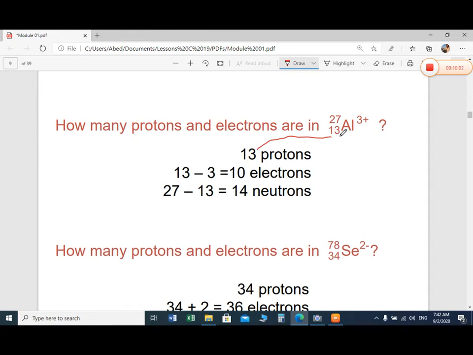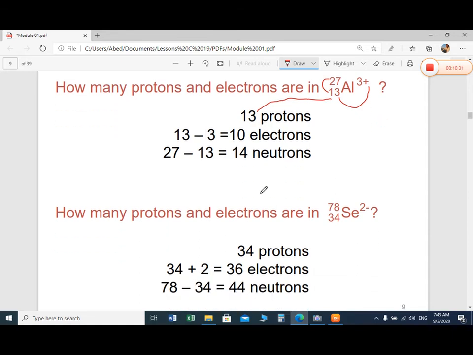So we have said to subtract: this is the total number of protons, which in the neutral atom will be equal. But because here it is a 3 positive charge, you have to say 13 minus 3 is equal to 10 electrons. To calculate the number of neutrons, it is very easy. Just mass number minus the number of protons, or the atomic number, means 27 minus 13 will give you 14 neutrons.